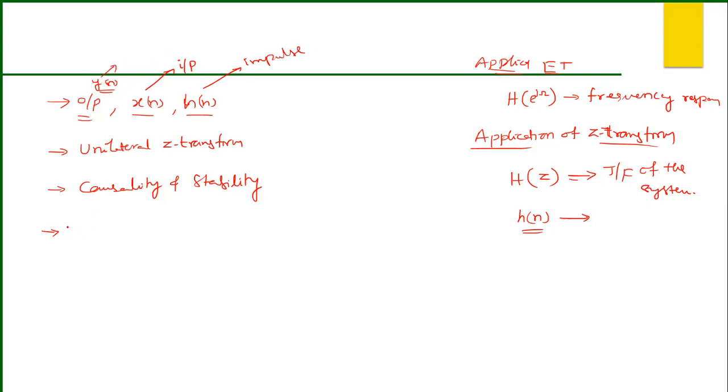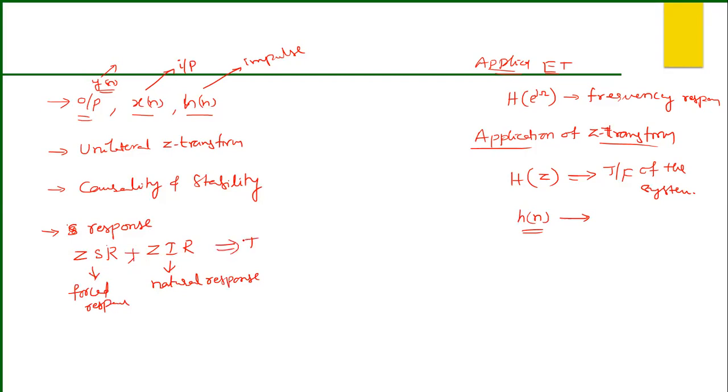And the last topic we will discuss is the response of the system. What are the responses? Zero state response and zero input response. Zero input response means there is no input, that we will call the natural response. Zero state response is nothing but the forced response. By combining these two, we will get the total response. So in this class, we will cover all these four topics.